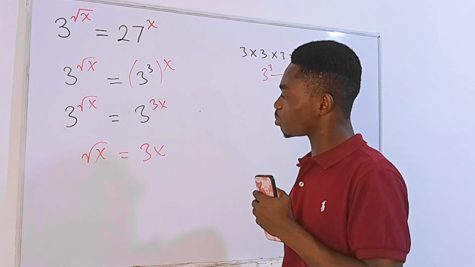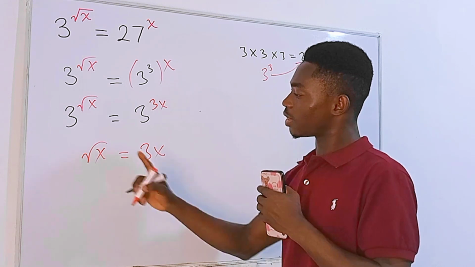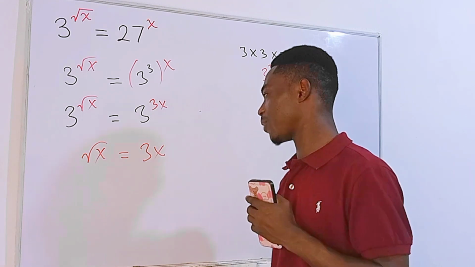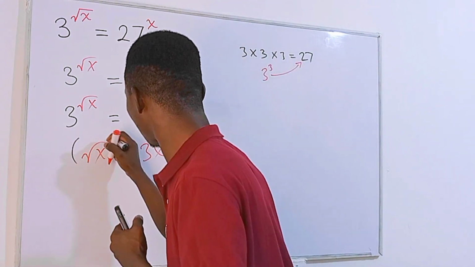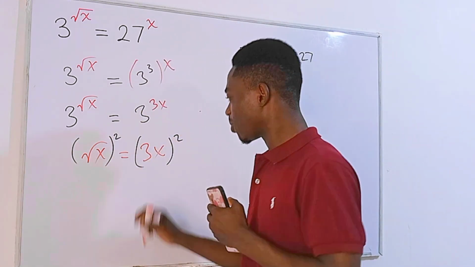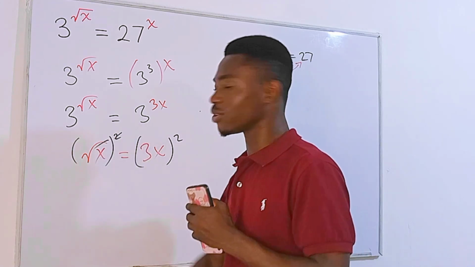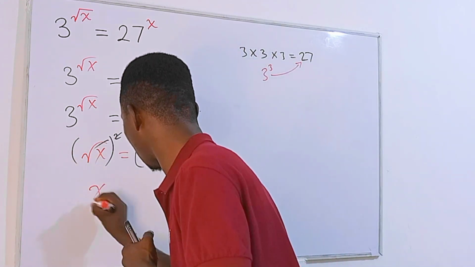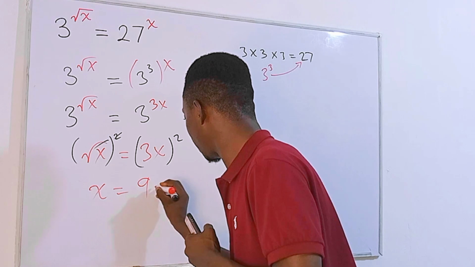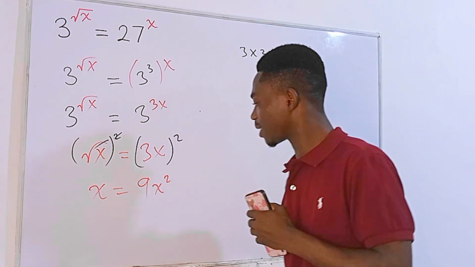Now, this equation is pretty much simple, but it seems that this square root right here will disturb us a little bit. So let's get rid of that really quick. I'll just get rid of it by raising each side of the equation to the second power, so that this square will cancel out the square root. Then on the left, we'll be just left with x. Then on the right hand side, we are going to have 9x squared.